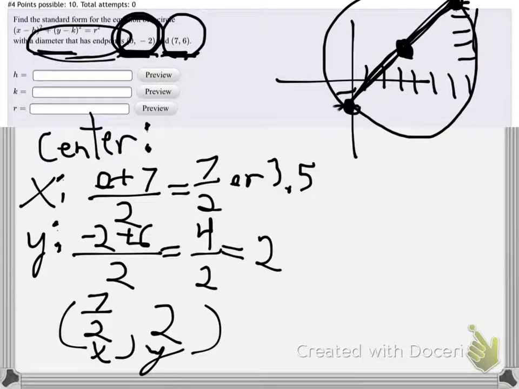So that's the coordinates of this dot in the middle here, if you're ever wondering. So that's 3.5 over and then 2 steps up. That looks about right for where I drew it, actually. 3.5 steps over and 2 steps up. Okay, that's the center part.